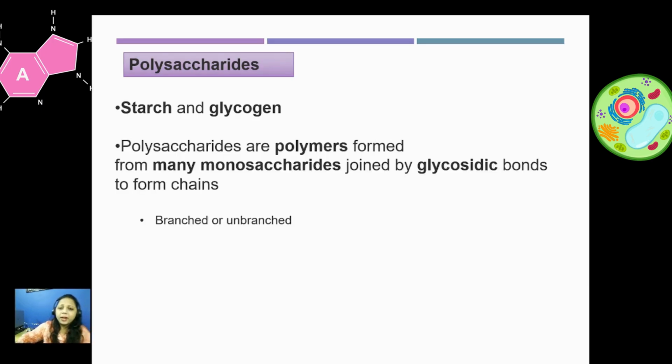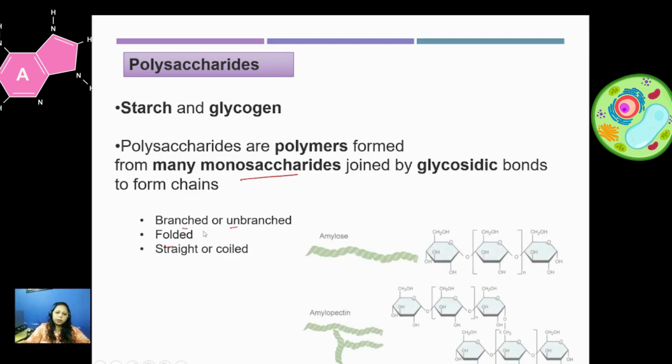Polysaccharides are polymers that are formed from many monosaccharides. As the name indicates, poly already means many. They can be branched, unbranched, and folded. So we'll learn what type of polysaccharides would be branched, what type would be unbranched, and what type would be folded or straight or coiled.